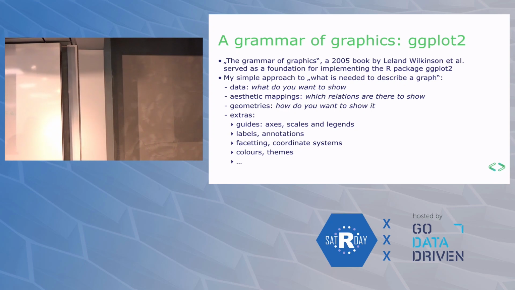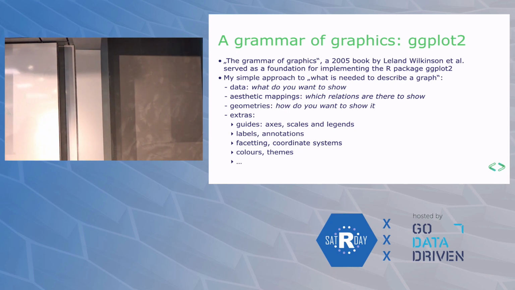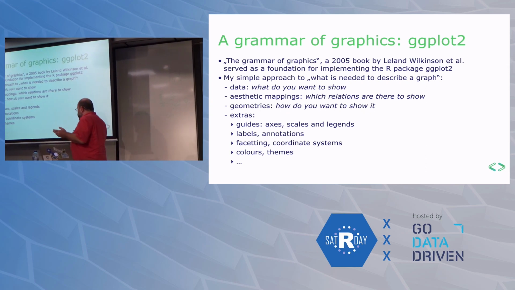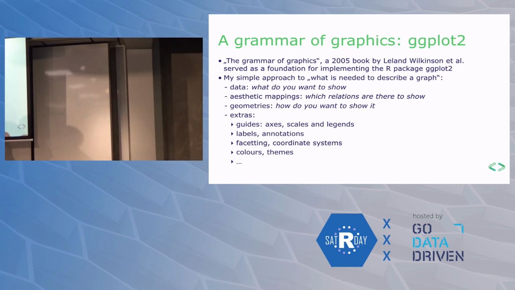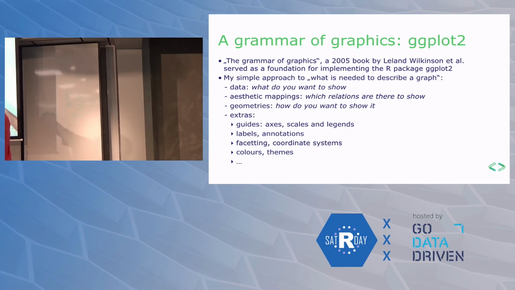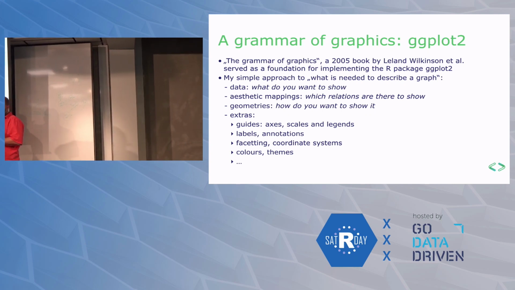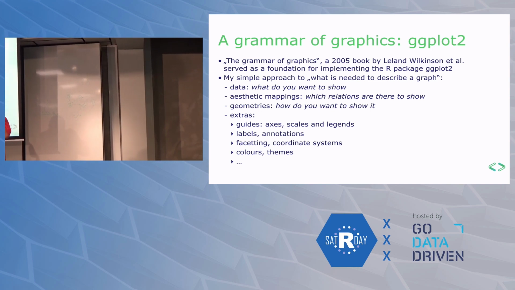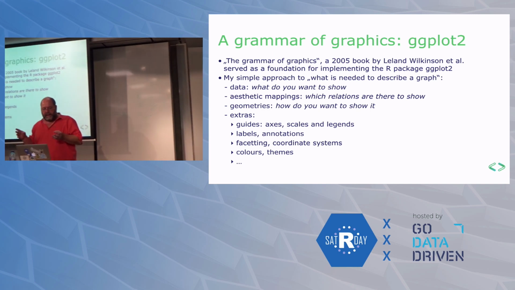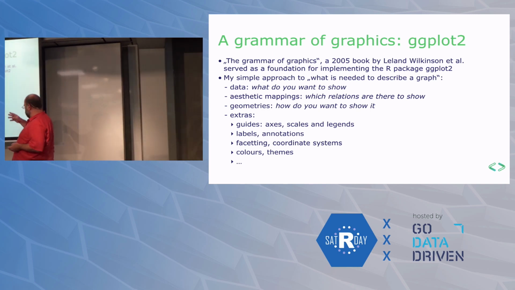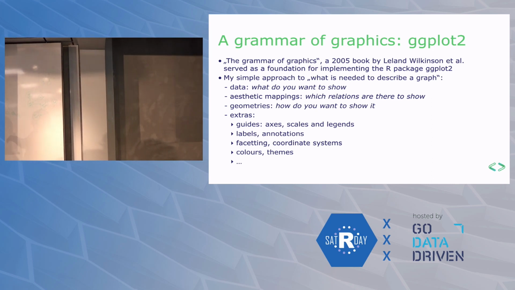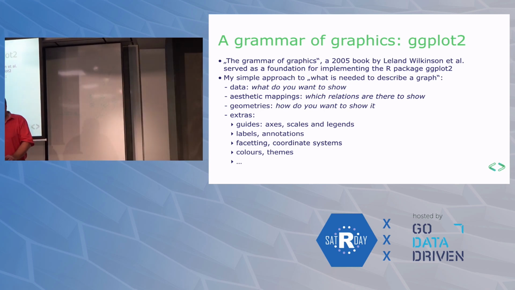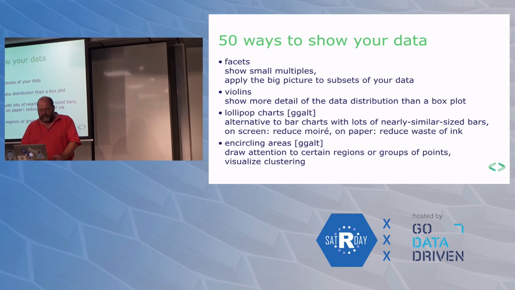Okay, the grammar of graphics also is familiar to most of you. I just give it a simple approach of what's needed. It's first your data, what you want to show. It's the aesthetics, of course, what goes on the X and Y axis, basically. It's the geometry, what it should look like. You wanted a bar graph or a line plot or something. And then you got lots and lots of extras, like you can play around with axes and labels and do faceting and change the coordinate systems and so on. Colors, themes, you name it, they got it.